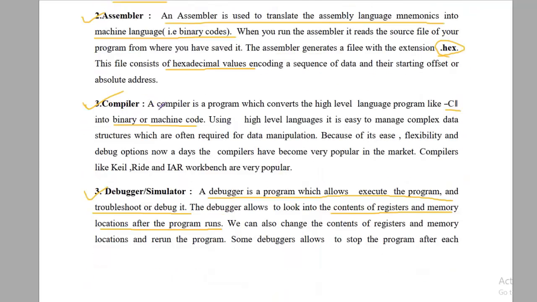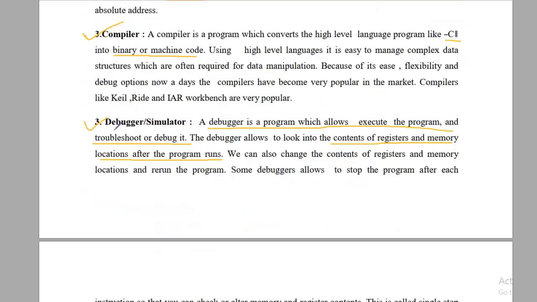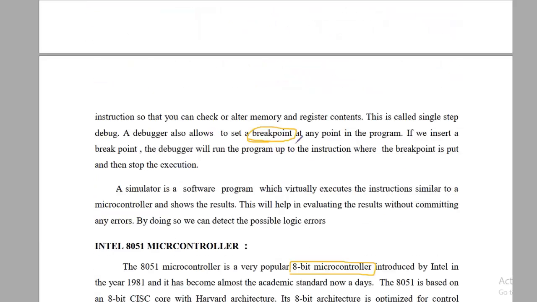Next is the compiler. With the help of a compiler, you can convert high-level programming languages into binary or machine codes. Next is the debugger. If you are having some problem, or if your answer is not correct according to the application, then you can debug your application using a debugger, or troubleshooter. You can set up breakpoints and debug your application.